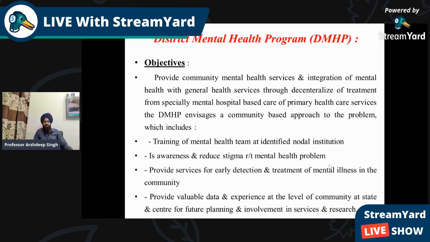Next, provide valuable data and experience at the level of community, state, and center for future planning and involvement in services and research. It is not just the provision of services, but also building our infrastructure, so that at the national level we would have an infrastructure able to tackle diseases at the mass level in the population. So under this point, we are trying to strengthen our healthcare system related to mental services.